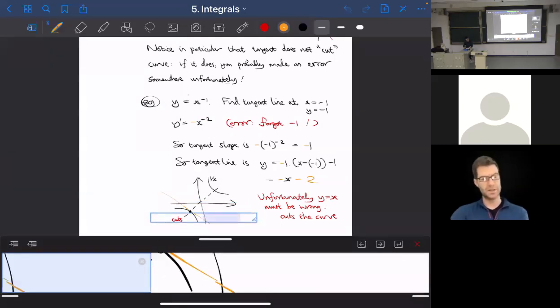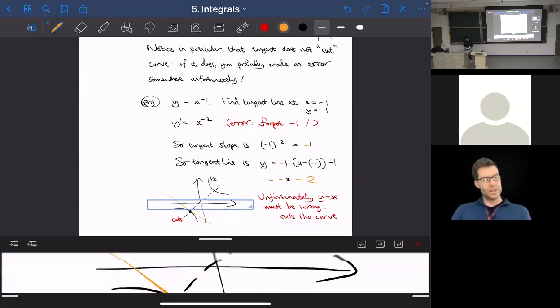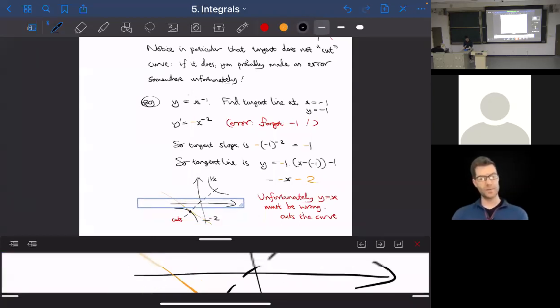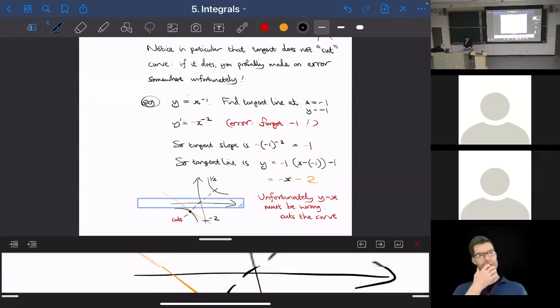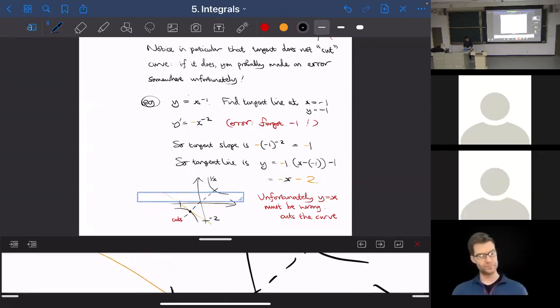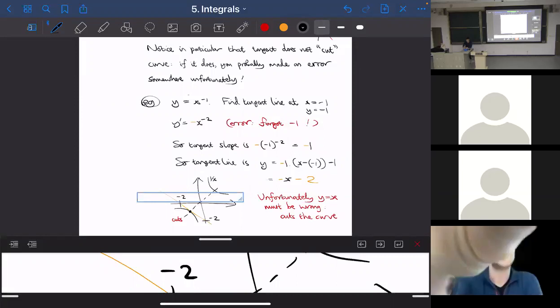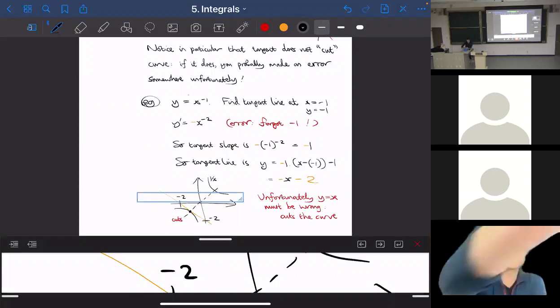So the tangent line you can see from the graph, and we check the x and y intercepts. Yes. So y-intercept is -2. And x-intercept is also -2. So the point is you can use your graphs to check your calculations. And you can use your calculations to check your graphs.